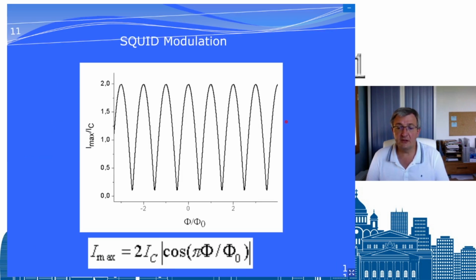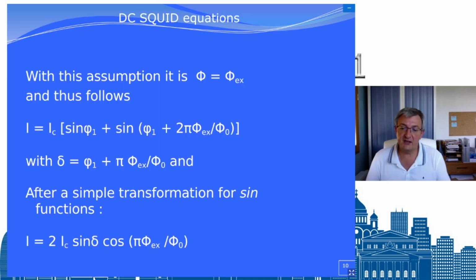So the SQUID modulation is very important. You can use it for, as you see, it's sensitive to magnetic field. So the first idea which comes is to use it as a magnetometer, very simply. So you change the magnetic field or the flux in the loop, and you check how the maximum current changes. So you manage to stay in a zone.